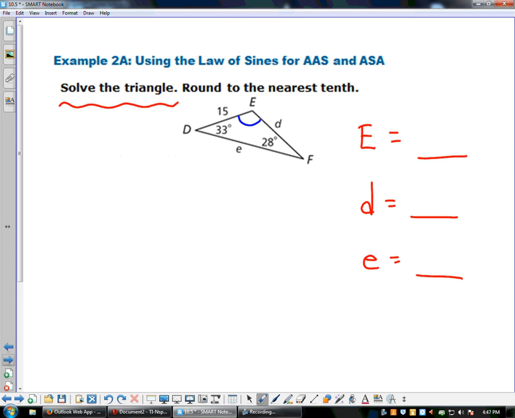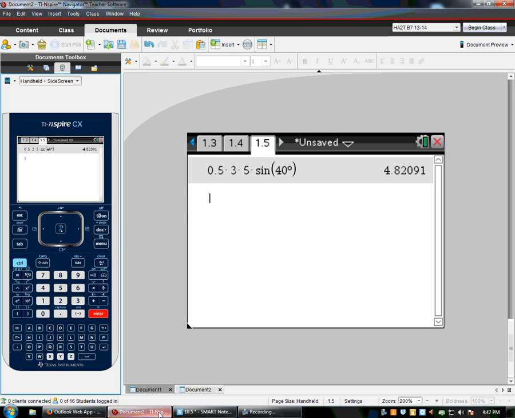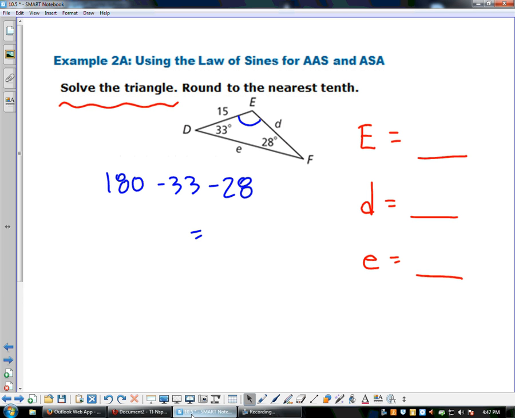We are trying to find this angle. If you remember from geometry, the three angles of a triangle have to add up to 180. So we can do 180 minus 28 minus 33, and that is going to give us 119. So we get 119 as the measure of angle E, 119 degrees.